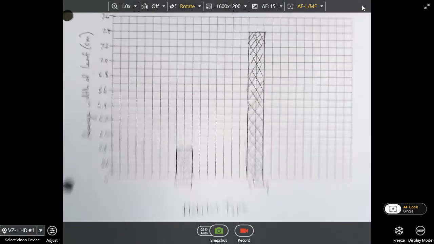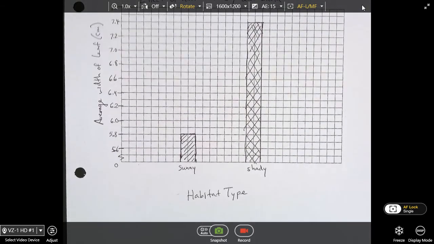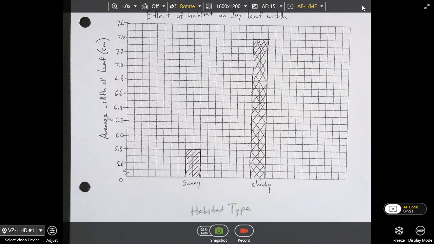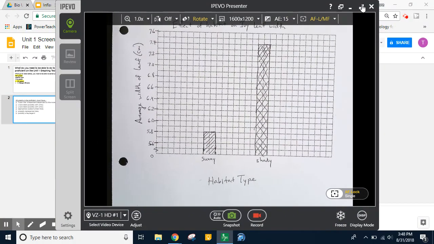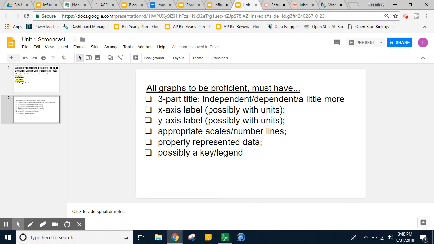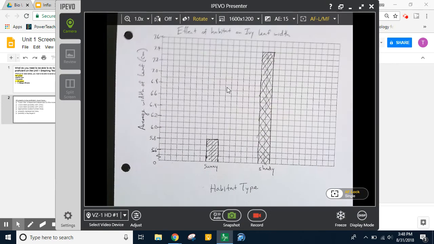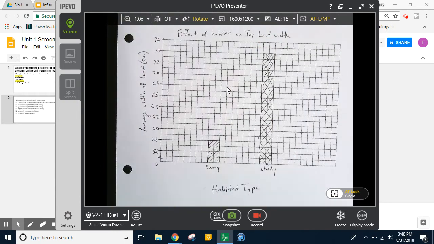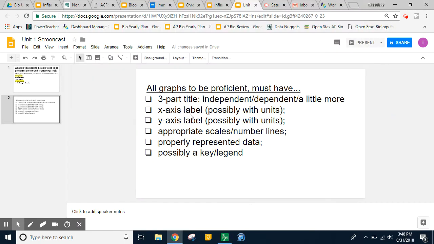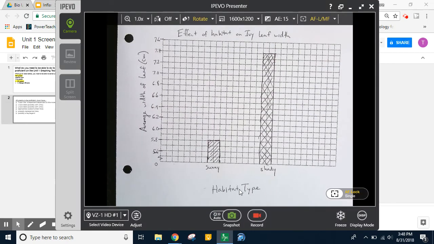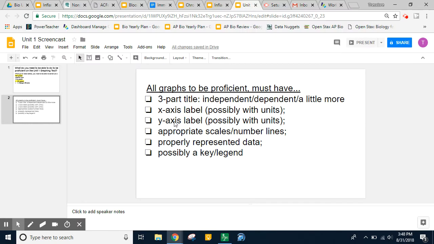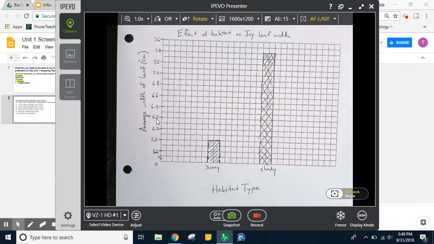So at this point, let's go back and double check our 6 criteria for proficiency. So if I'm going to jump back and forth with the PowerPoint, the first thing I need here is a 3-part title. So let's see, do I have a 3-part title? Yes, I do. Okay. Do I have an x-axis label? I have an x-axis label. Do I have a y-axis label, possibly with units? I have a y-axis label with my units.